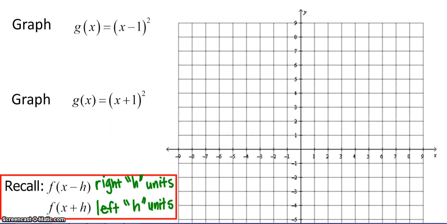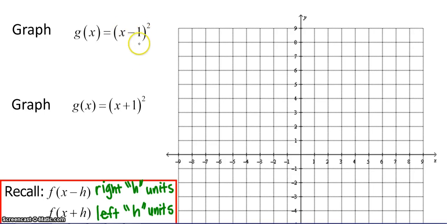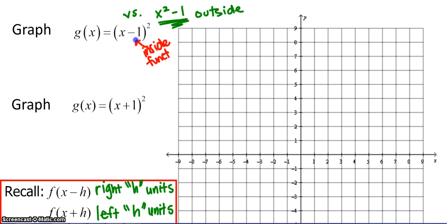So here's an example of adding and subtracting inside the function and what that looks like. I want to show you the difference between subtracting 1 inside the function versus subtracting 1 outside. So this would be outside the function. This is inside the function. So we're going to take our parent function, which is y equals x squared, and we are going to shift it right 1 unit.